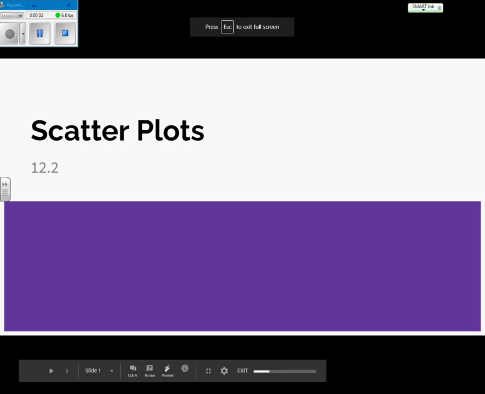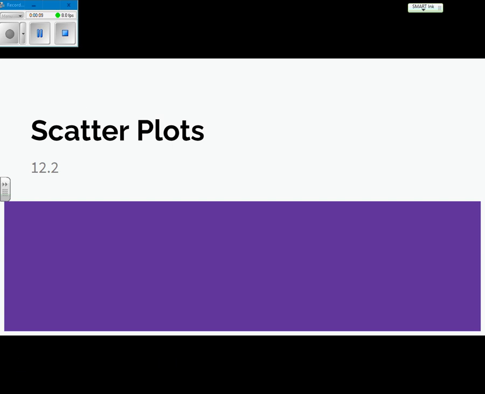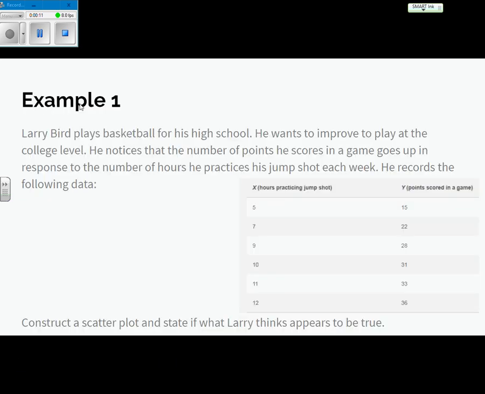Okay, we're kicking off this third unit in statistical reasoning with scatterplots. Scatterplots, hopefully you've seen them before. I'm just going to introduce them with this example right here. Some guy named Larry Bird plays basketball for his high school. He wants to improve to play at the college level. Maybe he'll make it, maybe he won't.